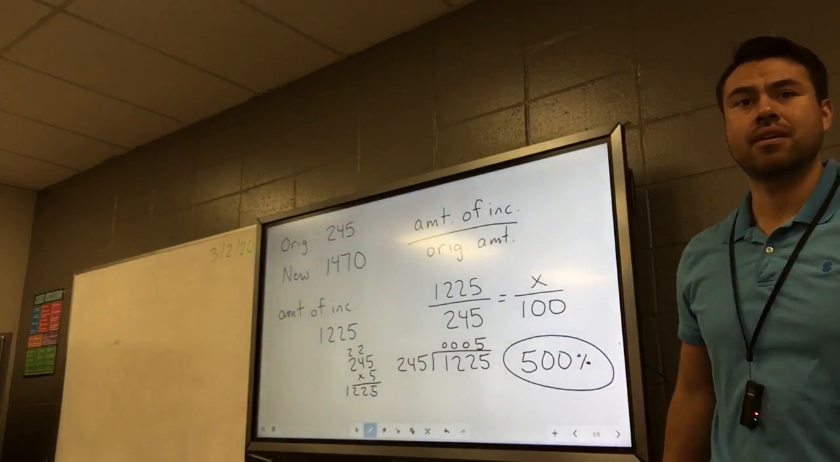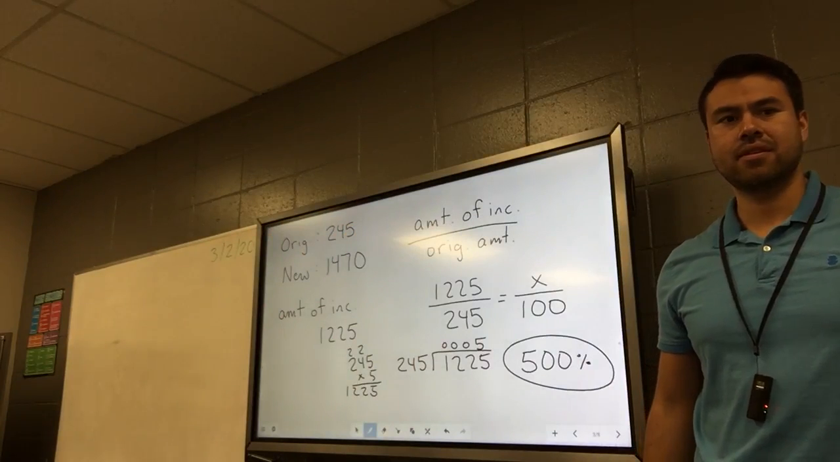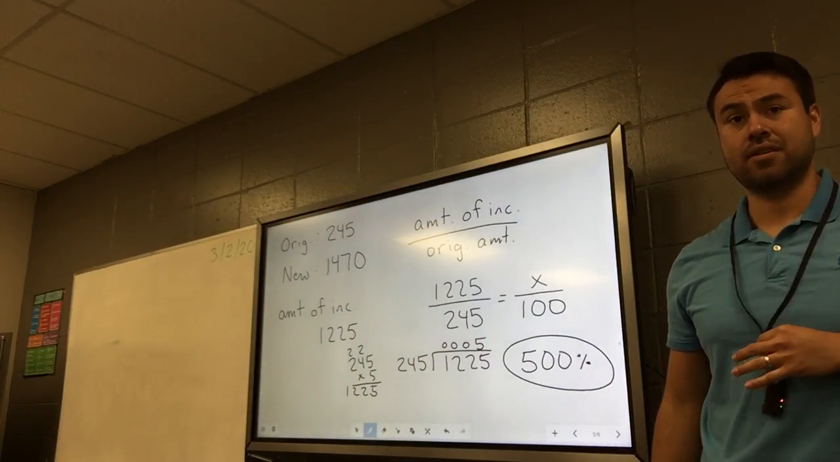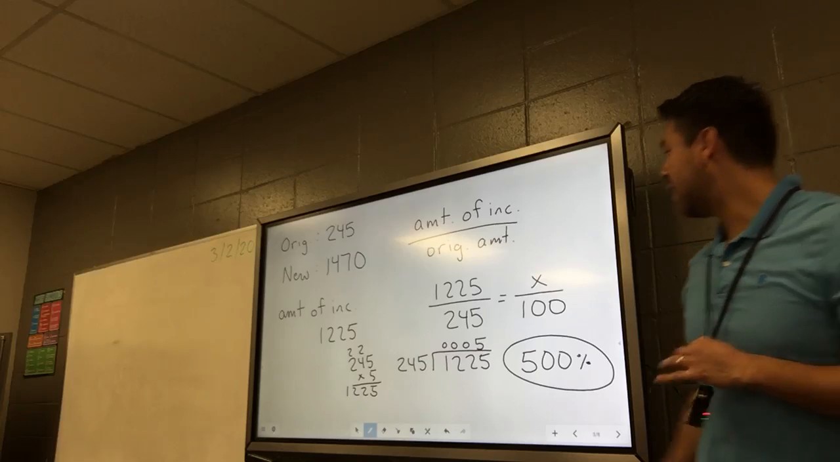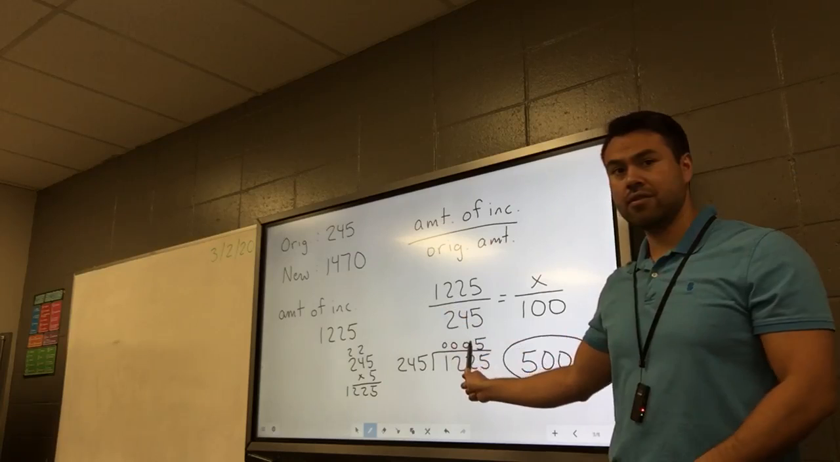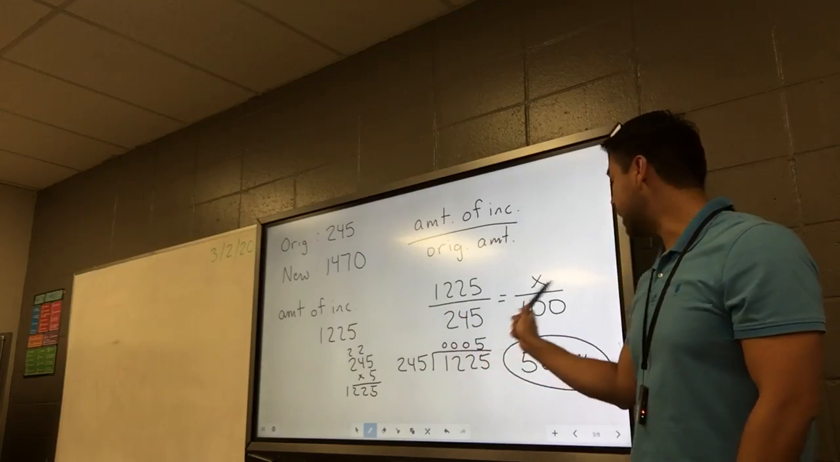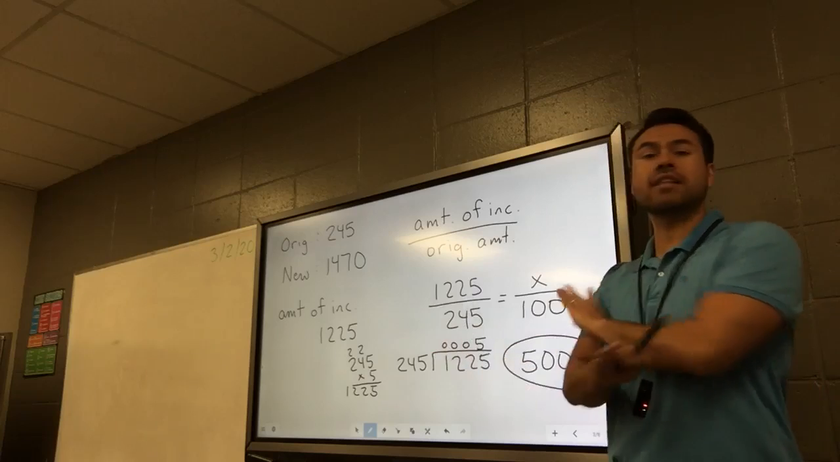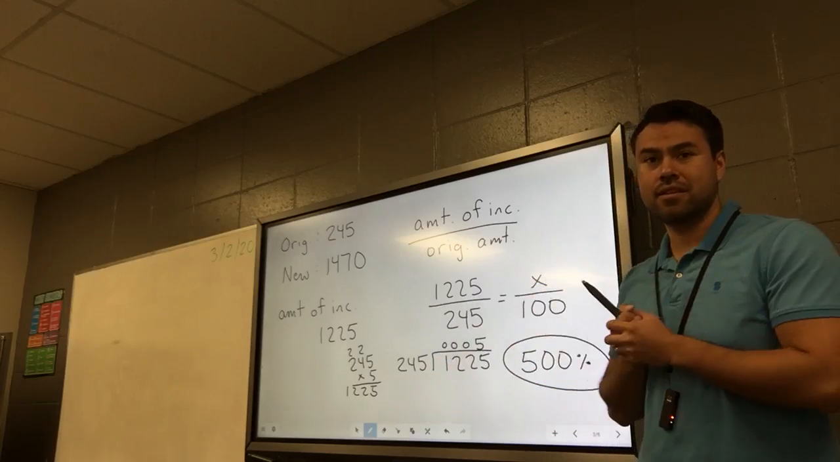Yep. So, like the last one, when I asked about moving the decimal thing, if you just divide these two together, you get 5, and then you move it twice. But if you did use a proportion, you don't have to move the decimal, which is nice.